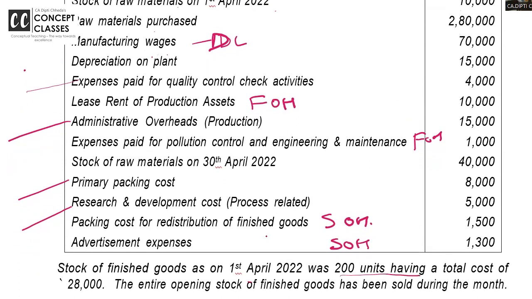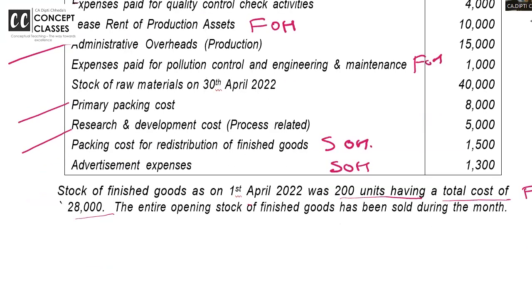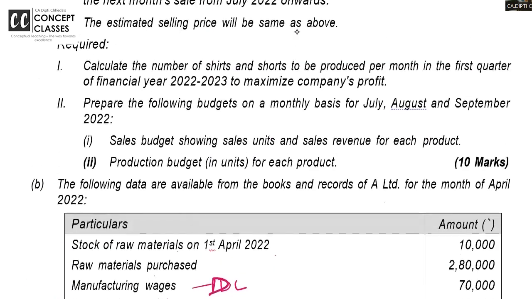Stock of finished goods is 200 units, having a total cost of 28,000. All fine? See, this time you have opening finished goods also, and the cost per unit or total cost is given, so we will take that. If not, then opening stock and closing stock both at the current cost. Entire opening stock of the finished goods has been sold during the year. So now all the costs are clear to you.